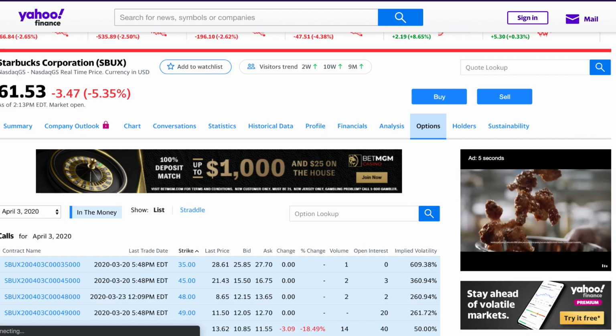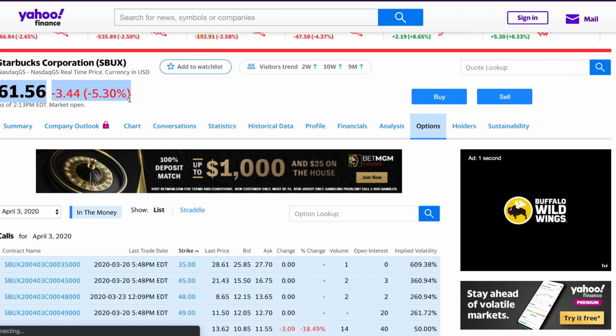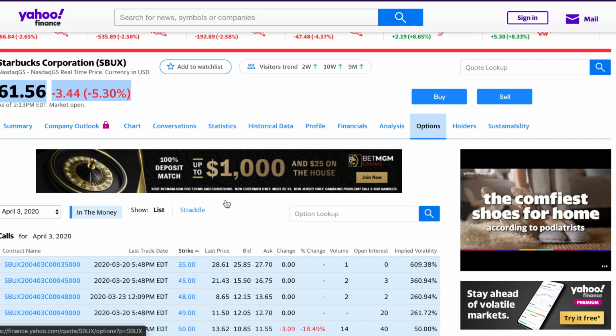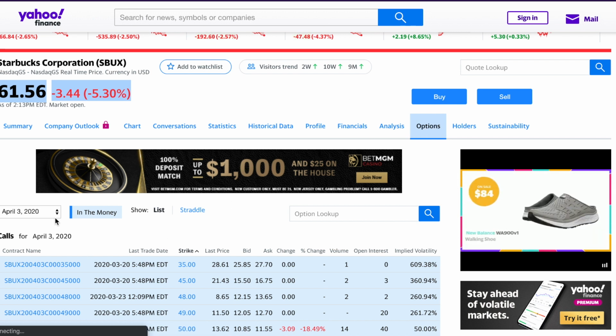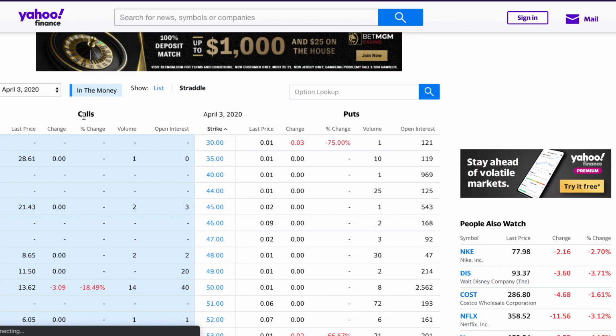We'll pull up Starbucks. I've got Starbucks here in Yahoo Finance. You'll see the market's moving because it's open. We clicked over to the options tab, and you have a few toggles down here that you can pick from. I like to use the straddle because then I can see the calls and puts right next to each other. So you have calls here, puts here. We're going to focus on the calls again. And remember, a call is the right to buy 100 shares of stock at the underlying strike price.